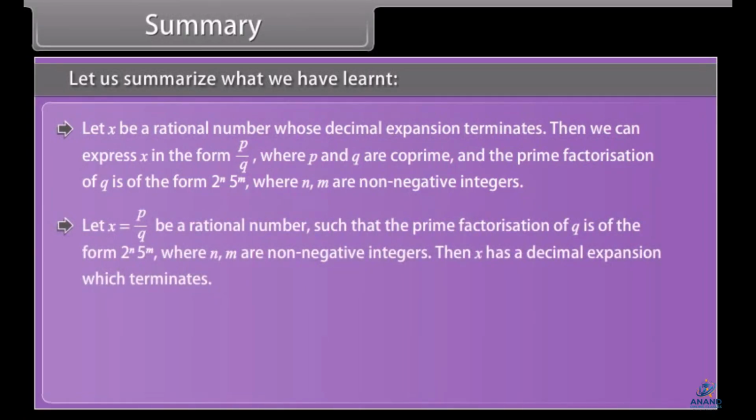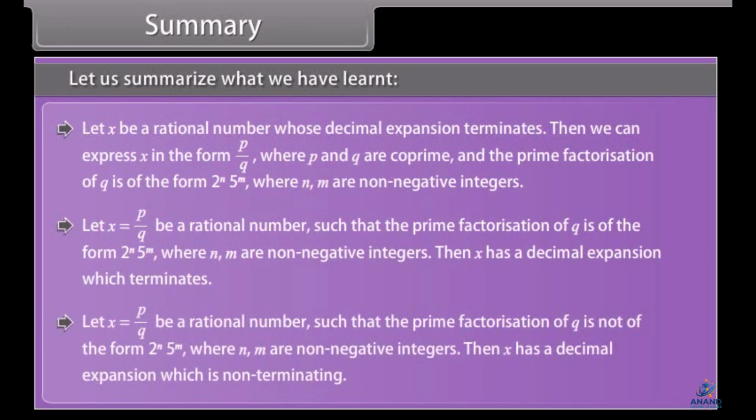Let x equals p upon q be a rational number such that the prime factorization of q is of the form 2 raised to the power n, 5 raised to the power m, where n, m are non-negative integers. Then x has a decimal expansion which terminates. Let x equals p upon q be a rational number such that the prime factorization of q is not of the form 2 raised to the power n, 5 raised to the power m, where n, m are non-negative integers. Then x has a decimal expansion which is non-terminating.